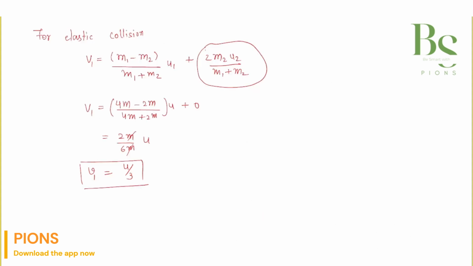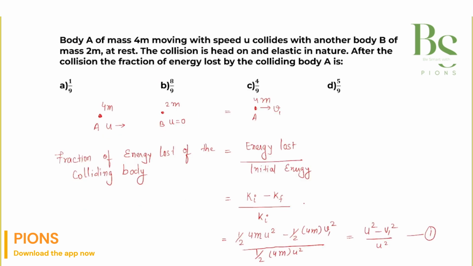Our lost fraction will be u square minus v1 square, where v1 is u by 3, whole squared, whole divided by u square. So that will be equal to u square minus u square by 9, whole divided by u square. So that will be 8 by 9, and u square will get cancelled with u square. So we are left with 8 by 9. So the correct answer is option B.